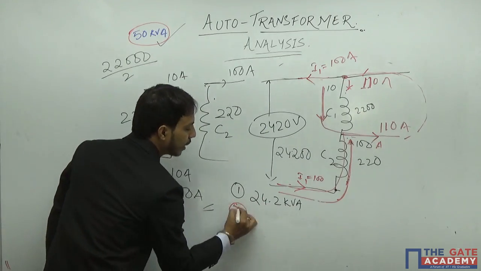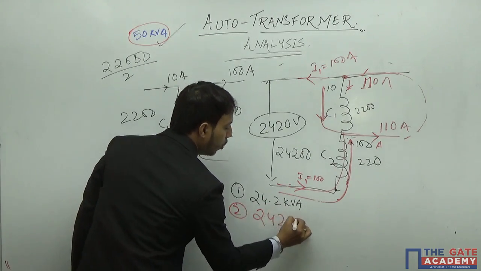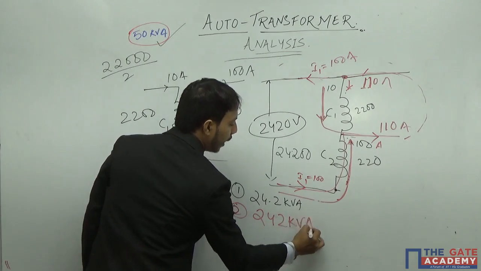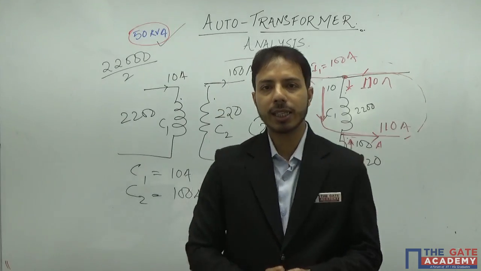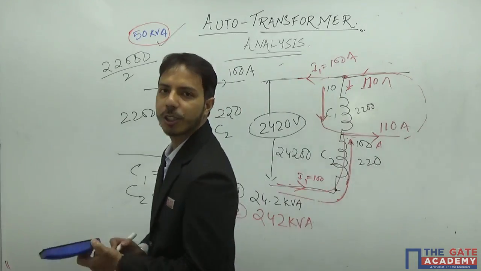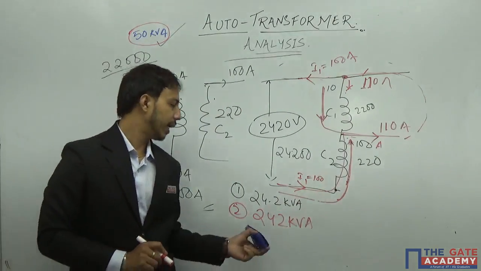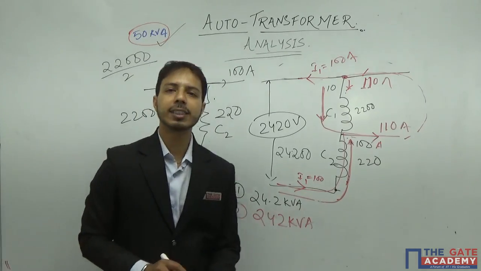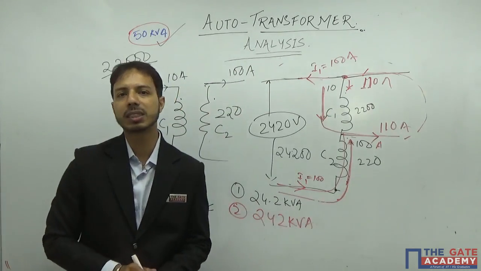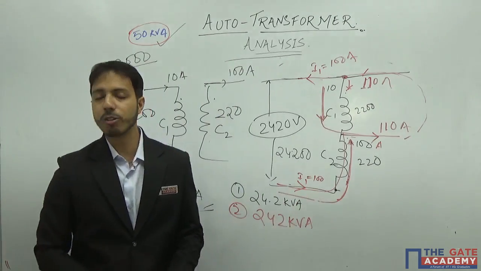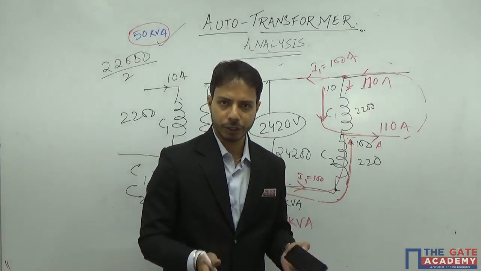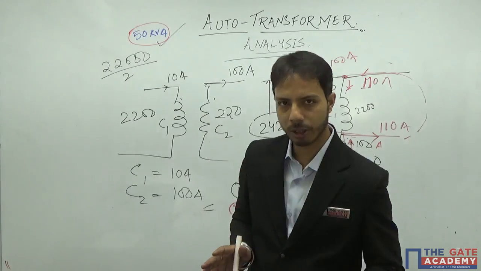So in this case, see, I will get 242 kVA. So in one case I got 24.2 kVA, in the other case I got 242 kVA. So out of this I can easily say that the second one is a higher kVA, the maximum kVA that is possible for this connection. Okay, so the answer will be C, not B. So if you go for B, the answer will be wrong.